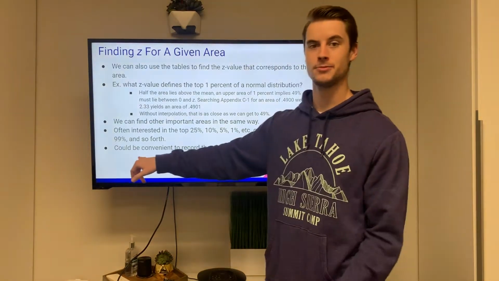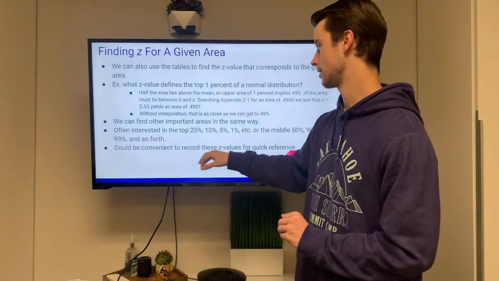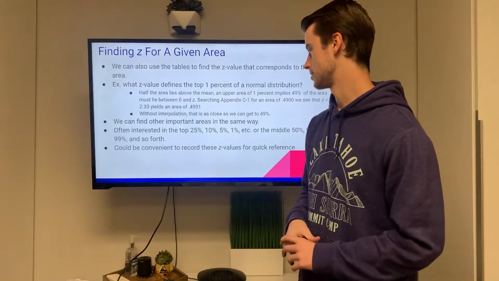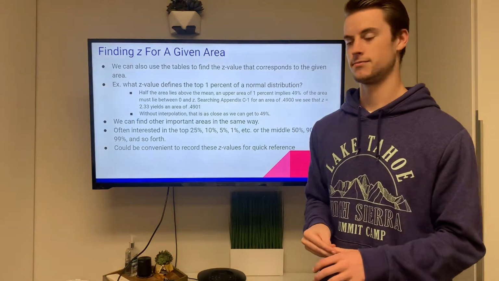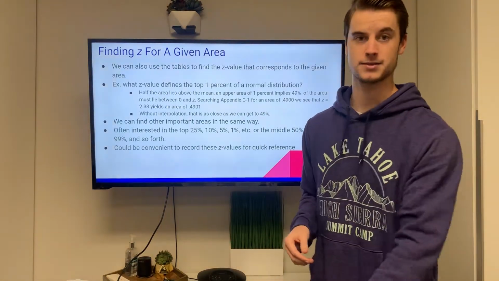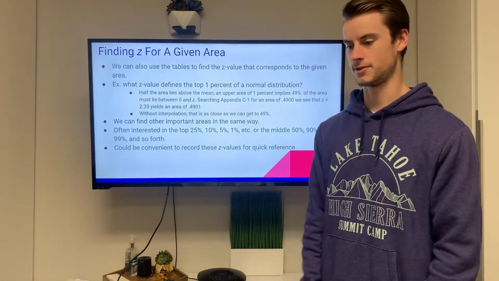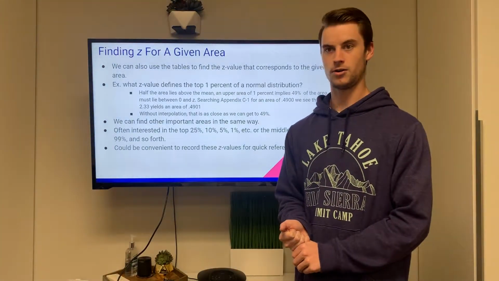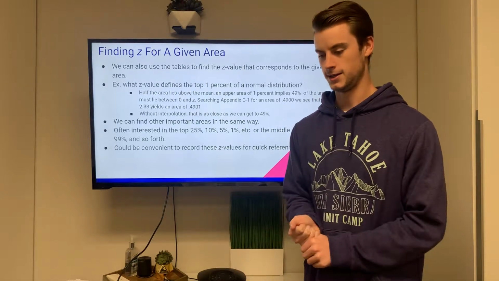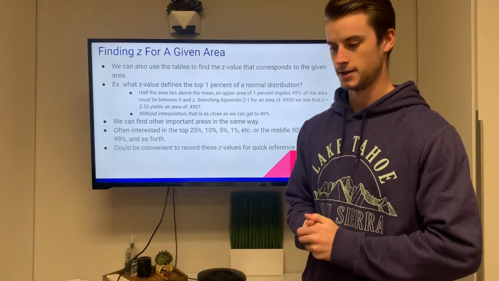Again, this could be convenient for you if you wanted to find the top 25%. It could be convenient to record the z-values that you find and use them for quick reference. That way you don't have to go back to this table every time, right? Because these are standardized values, they should work for all z values, okay? So anyway, that could be good for you.